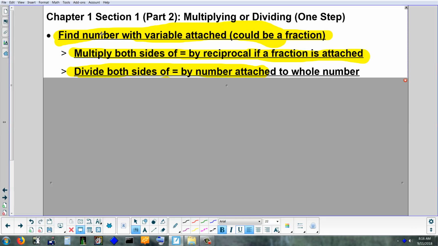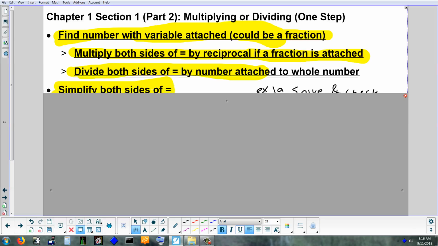Tomorrow, when we get to 1.2 part 1, we'll have to do 2 steps. Maybe add or subtract, and then multiply or divide. And then when we get to Thursday, we'll do variables on both sides. So you have to move things twice. You have to move the variable to one side and the other, and then move the whole number to one side and the other. So we're building on these steps each day. Alright, good with this.